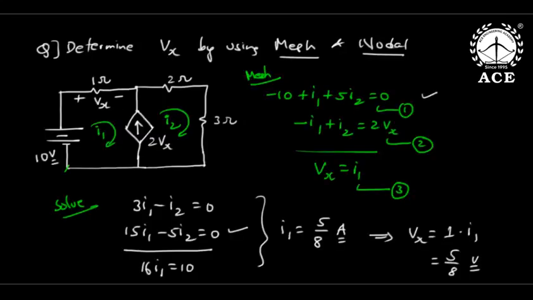Okay, this is 5 by 8 volts. That is about Vx. Now I am doing the same problem by nodal analysis. Let us also check it by nodal, but here also what is extra with dependent source? Let us understand.